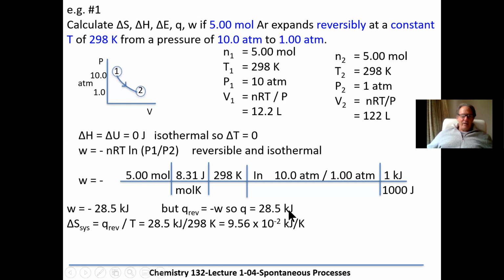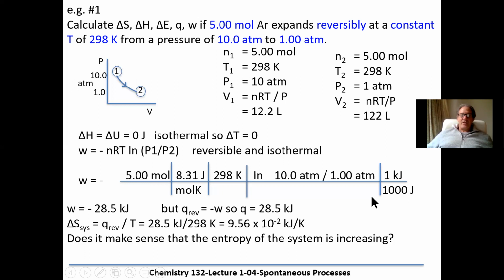Once we have the amount of heat, we can now calculate the entropy change. Delta S is Q reversible over T. Q reversible is 28.5 kilojoules divided by 298 Kelvin because the temperature didn't change throughout this process. We get 9.56 times 10 to the minus 2 kilojoules per Kelvin. Remember 3 significant digits, so I'm using 3 significant digits in my answer.